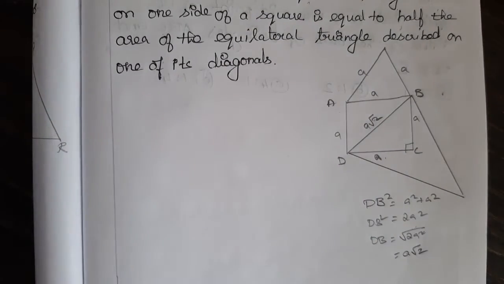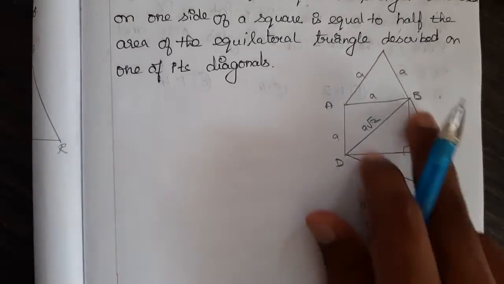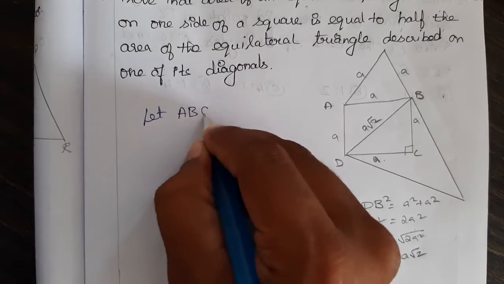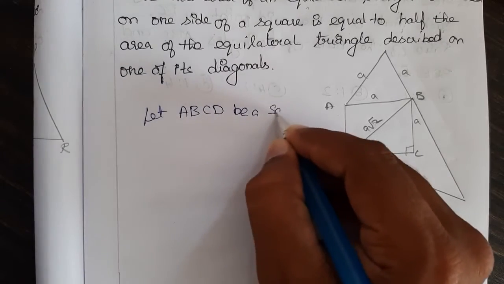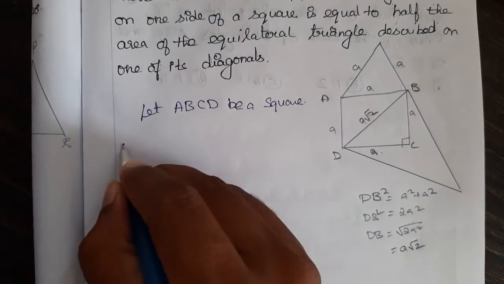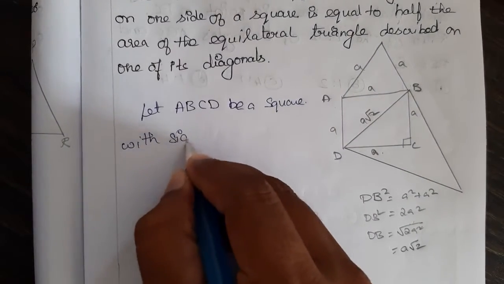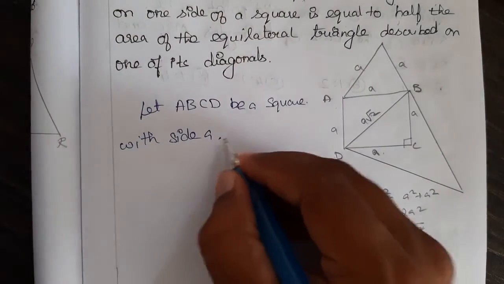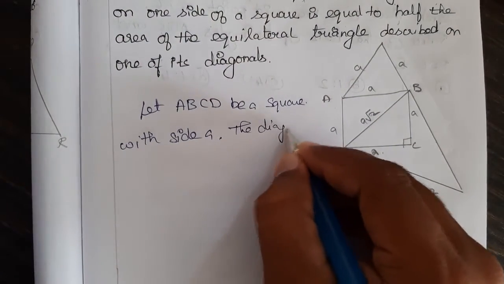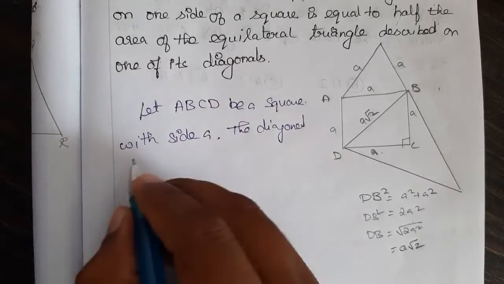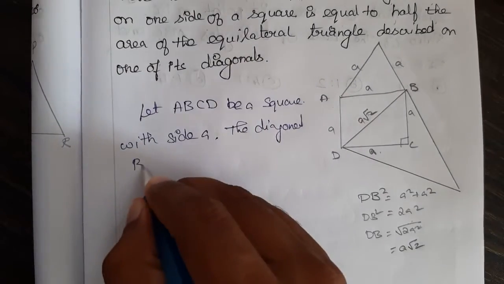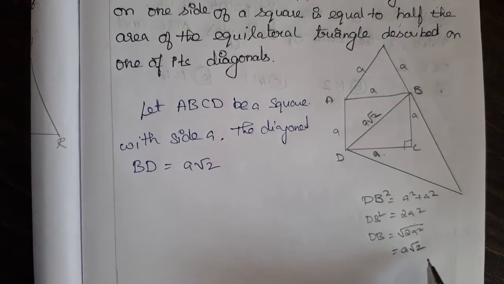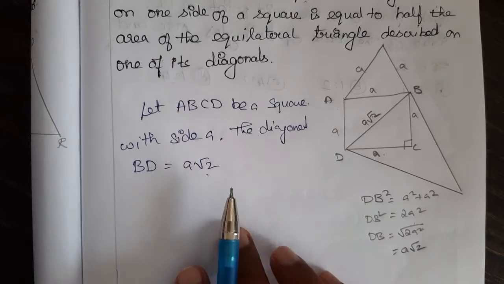So here we name it as a square. Let ABCD be a square with side I choose as A. Since no side value is given, I am choosing A, and the diagonal I have chosen as BD. It's equal to A square root of 2. I have given the proof here. You can include it if you need, otherwise we need not include it here.